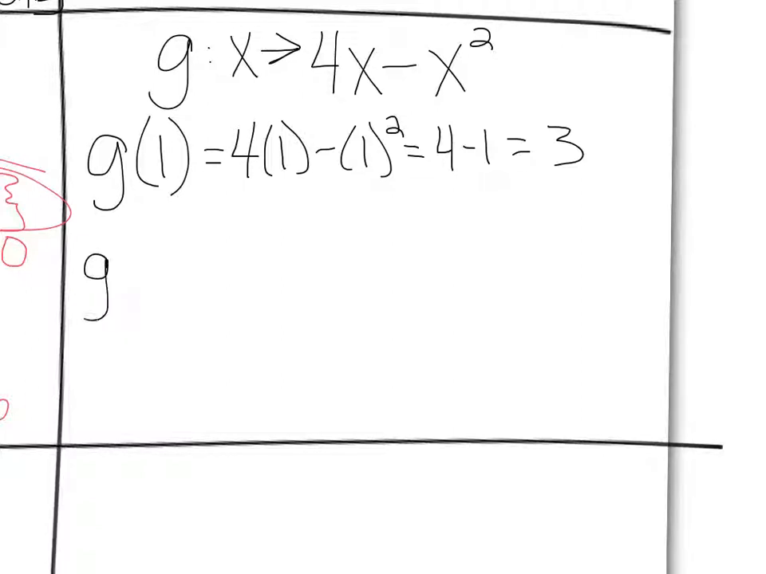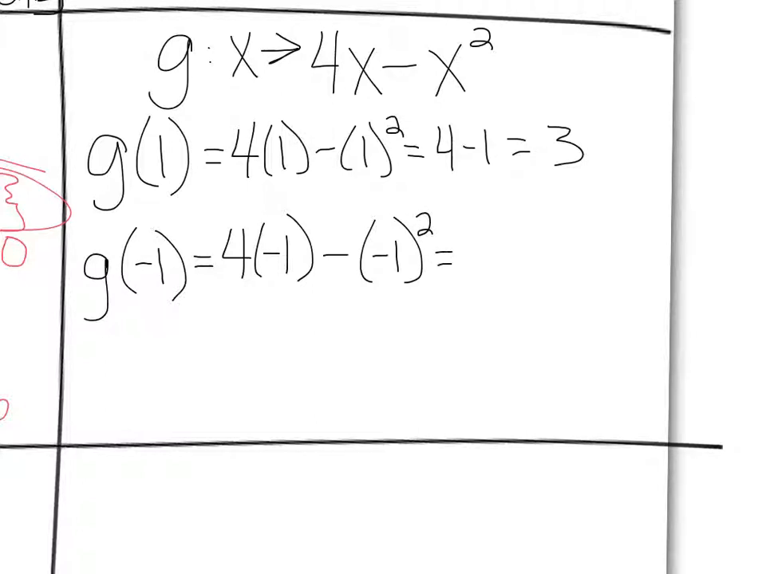Okay, what if I want g of negative 1? Well now I'm going to plug negative 1 in for x. So I have 4 times negative 1 minus negative 1 squared. Remember, we do exponents first. So I have to take negative 1 squared, and negative 1 times negative 1 gives me a positive 1. So I have negative 4 minus 1, which is negative 5.